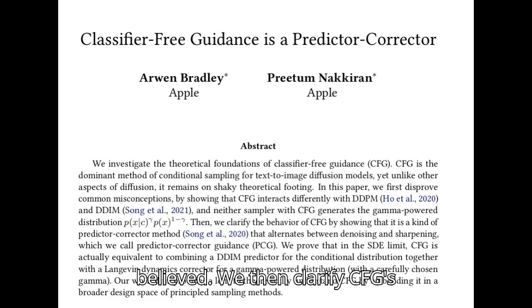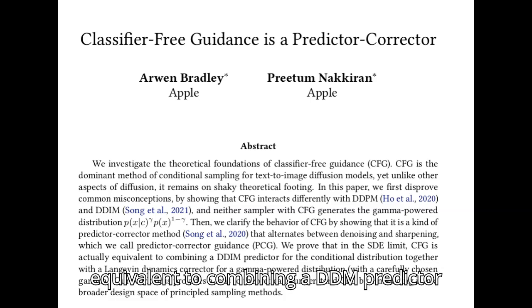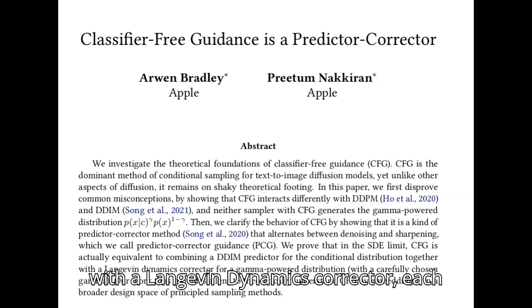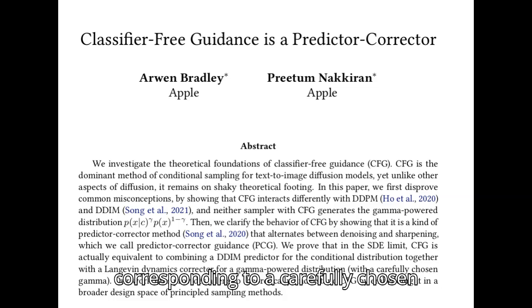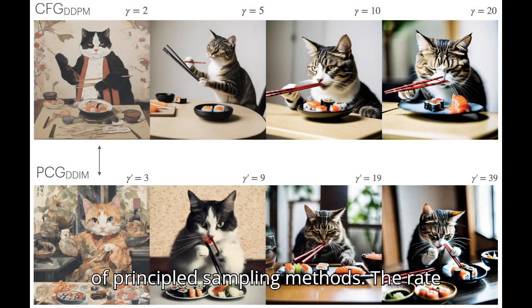We then clarify CFG's behavior by showing that it functions as a type of predictor-corrector method, which we refer to as predictor-corrector guidance, PCG. We prove that in the continuous time limit, CFG is equivalent to combining a DDM predictor with a Langevin dynamics corrector, each corresponding to a carefully chosen parameter. This work provides a theoretical understanding of CFG by embedding it within a broader framework of principled sampling methods.